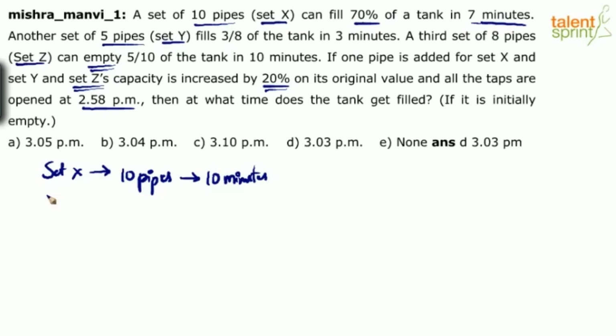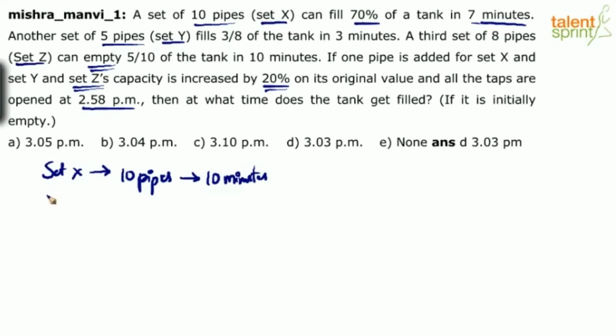Currently, set Z can empty 5 by 10 of the tank in 10 minutes. Its capacity will be increased by how much? 20%. Set Z's capacity will be increased by 20% on its original value. So whatever is the original capacity, it would be enhanced by 20%. And then all the taps are opened at 2:58 p.m. Then at what time does the tank get filled?